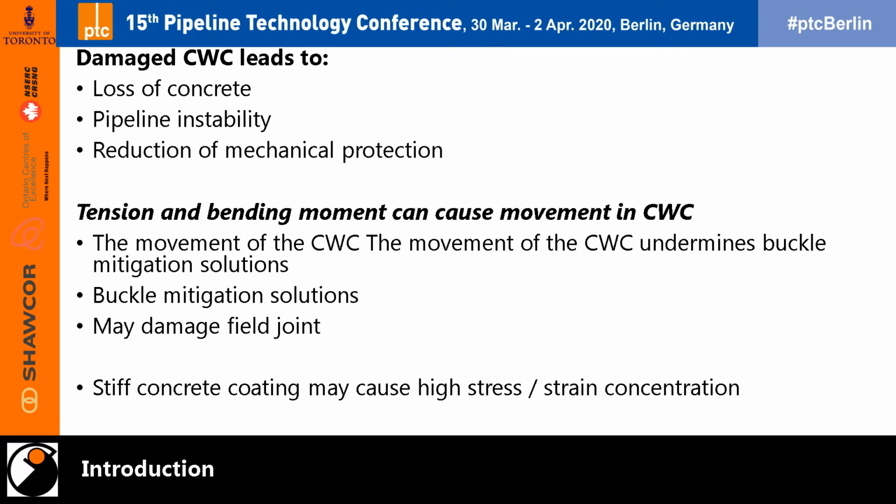Damage in CWC leads to loss of concrete, pipeline instability, and reduction of mechanical protection. The tension and bending moment can cause movement in the CWC, which can cause buckle mitigation solutions to damage field joints. Stiff concrete may cause high stress and strain concentration.